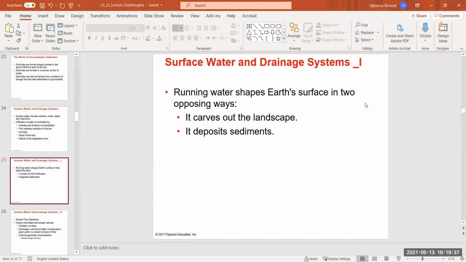So again, running water shapes Earth's surface in two opposing ways. First of all, it carves out the landscape, basically cutting through it. And in addition to that, it deposits materials, and the two are antagonists to one another. So it's chewing away at the land, but it can also deposit materials, especially when you go to the deltas, like, for example, the Mississippi Delta.